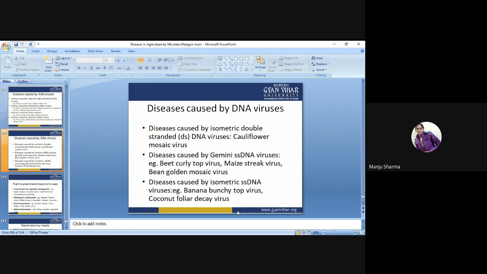Then the diseases caused by DNA viruses. Diseases caused by isometric double-stranded DNA viruses, that is cauliflower mosaic virus. Next, diseases caused by geminate single-stranded DNA viruses, for example beet curly top virus, maize streak virus, and bean golden mosaic virus. Then diseases caused by isometric single-stranded DNA viruses, for example banana bunchy top virus and coconut foliar decay virus.